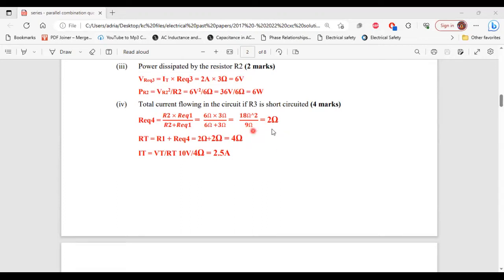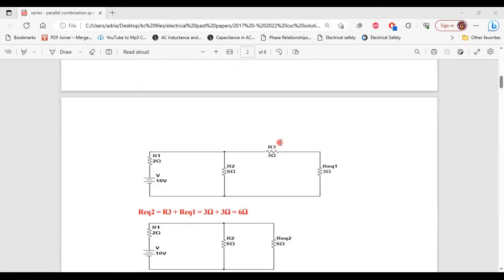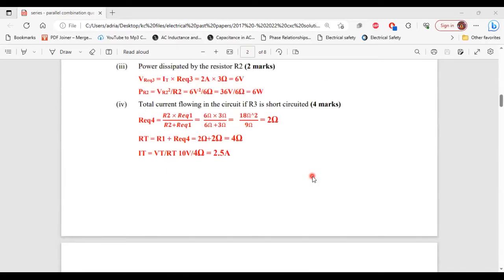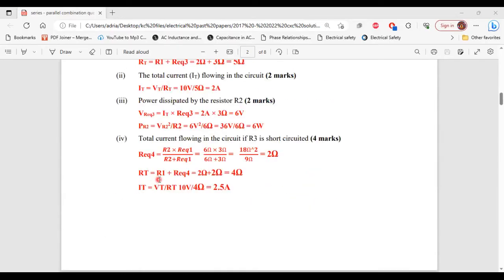So now that we have the equivalent resistor value, we can calculate the total resistance. The total resistance, RT, is equal to R1 plus Req4. That will give us 2 ohm plus 2 ohm, equal to 4 ohm. So that's RT. Now we can go ahead and calculate IT. IT is equal to VT divided by RT. VT is 10 volts, that is given, and we just calculated RT, which is 4 ohm. So IT is equal to 2.5 ampere.